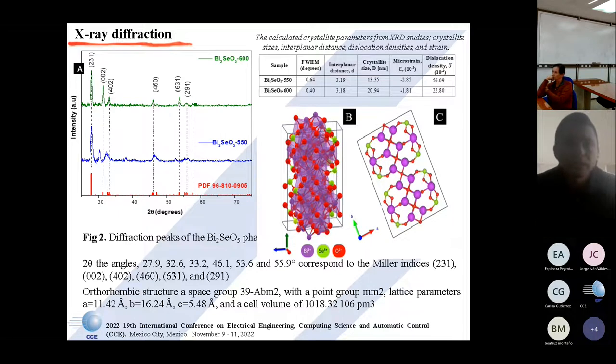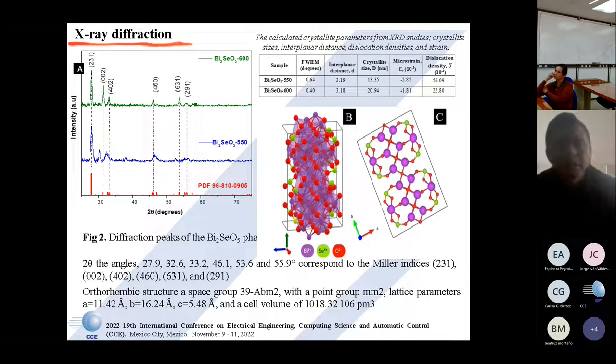The structural characterization by X-ray diffraction revealed the characteristic diffraction pattern for the bismuth selenium pentoxide. The material annealed at 550 degrees and 600 degrees Celsius presents an orthorhombic crystal structure with a preferential orientation along the 231 plane. The crystal size was calculated with the Scherrer equation, and the values were 30 and 20 nanometers respectively.